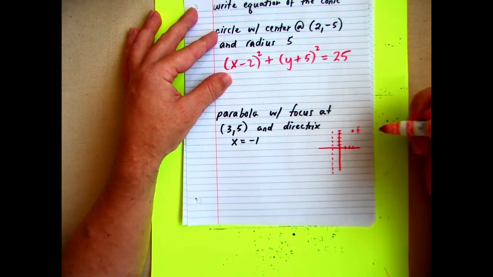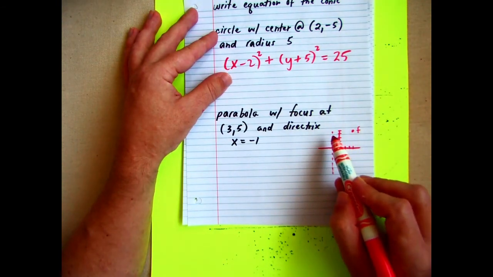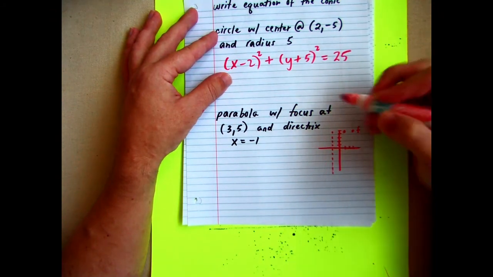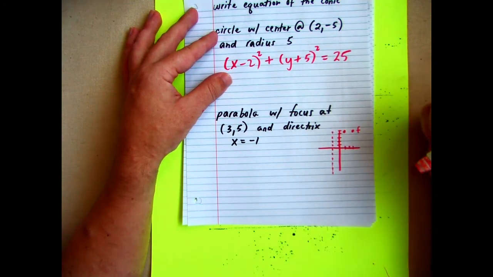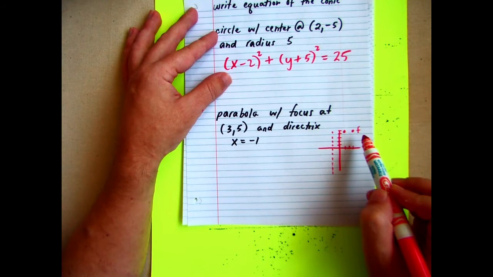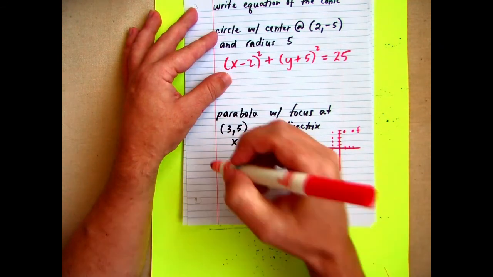So this little sketch is really going to help us make sense of what's going on. First of all, you should be able to tell which way this parabola is opening. With a vertical directrix and a focus to the right of it, this parabola is opening to the right. Can you see that?